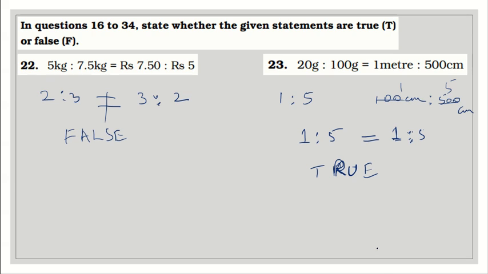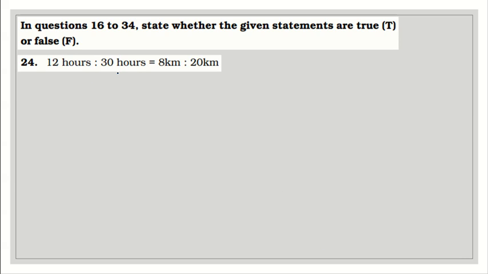Now moving on to question number 24. So 24th, 12 hours is to 30 hours. Both of them will get cancelled with the 6. So 6 2s are 12, 6 5s are 30. So 2 is to 5 is the ratio corresponding to this 12 hours is to 30 hours. Whereas 8 kilometers to 20 kilometers, their HCF is 4. 4 2s are 8, 4 5s are 20. So 2 is to 5 is equal to 2 is to 5. So 24th, we say that it is true.